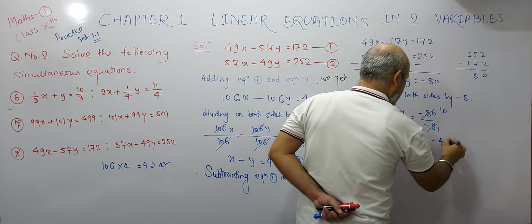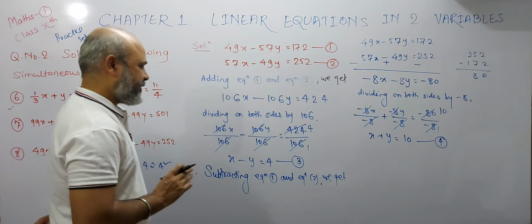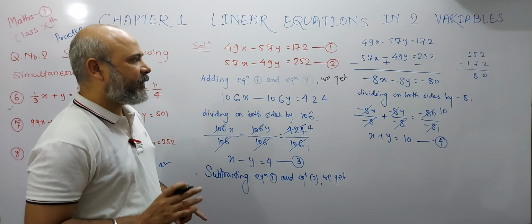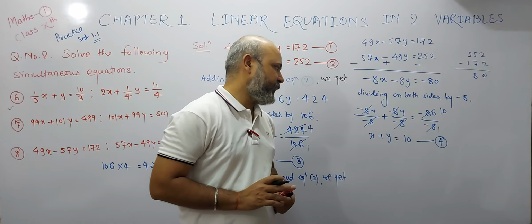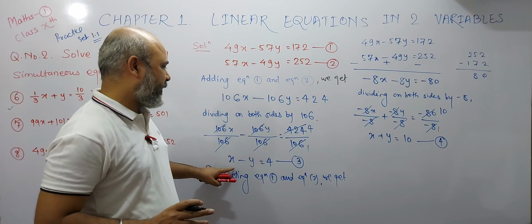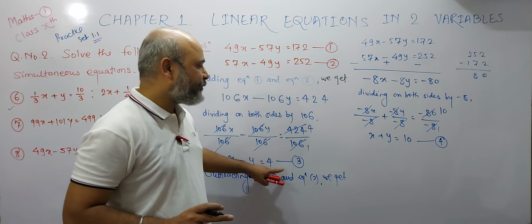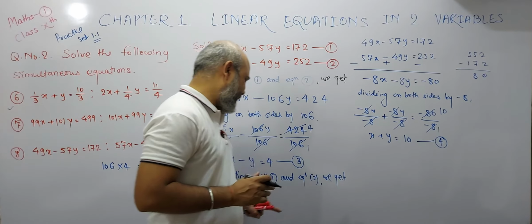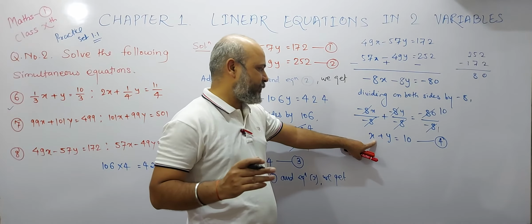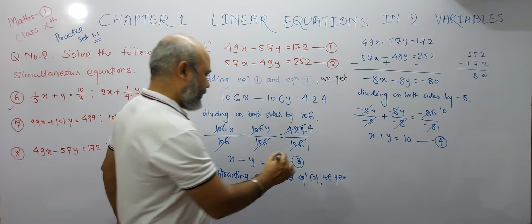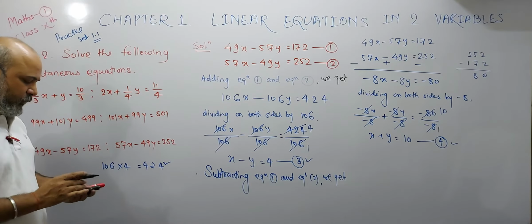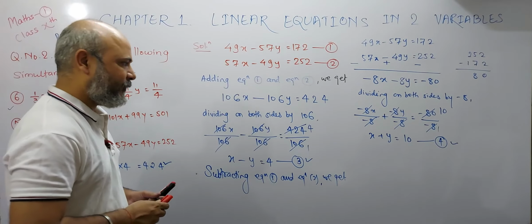This will be equation number 4. Okay. What is the first equation? Equation number 3 is x minus y is equal to 4, and the fourth equation is x plus y is equal to 10. So when you added equations 1 and 2, you got equation number 3, that is x minus y is equal to 4. And when you subtract equations 1 and 2, you get equation number 4, that is x plus y is equal to 10. Now you will solve equation number 3 and equation number 4, and you will get the values of the x variable and y variable.